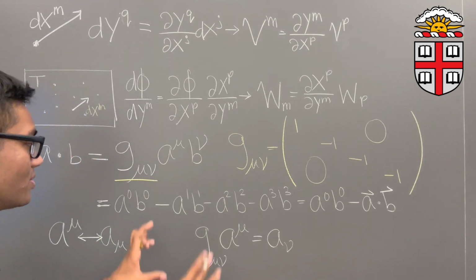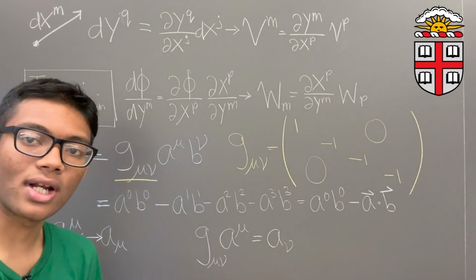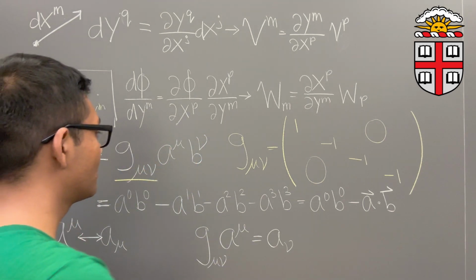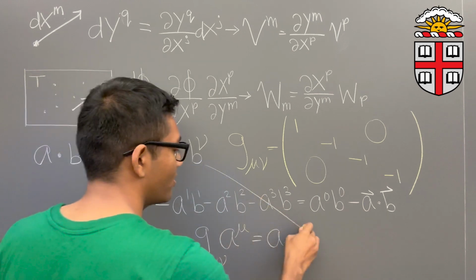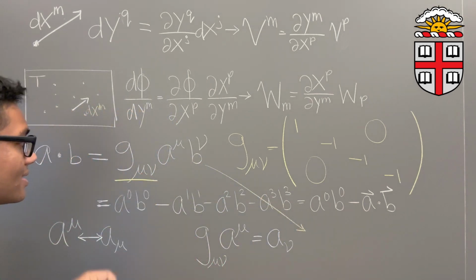So now we can use this to better understand the dot product in four vector notation. Coming over here, let's take a look at this.